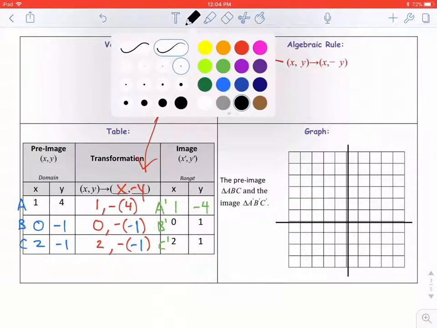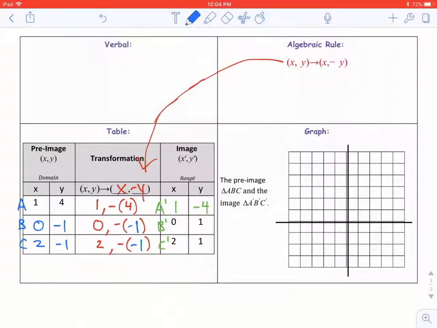Okay, so let's graph triangle ABC, our pre-image. So 1, 4 is point A. 0, -1 is point B, and 2, -1 is point C. And so we have a nice, tall, skinny little triangle here. And now the image graph I'm going to put in green. A prime is at 1, -4, so 1, and then down 4. B prime is at 0, 1, and C prime is at 2, 1.